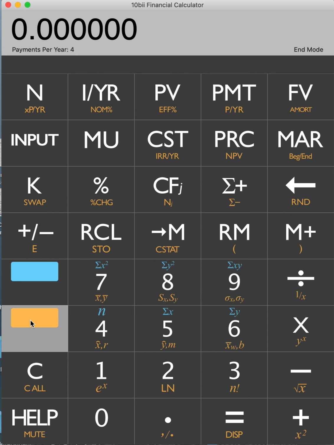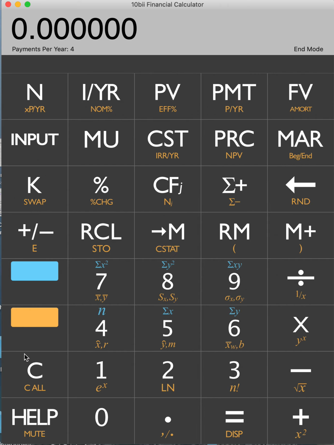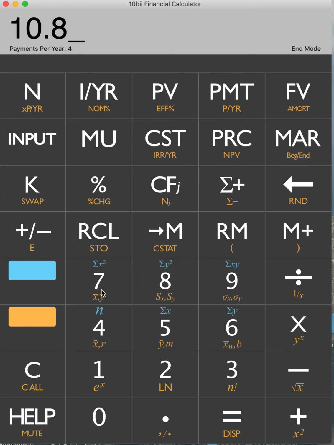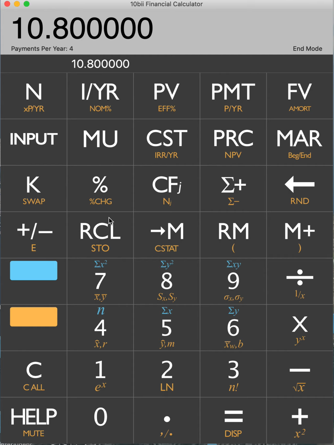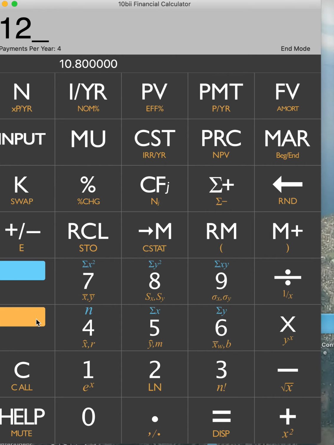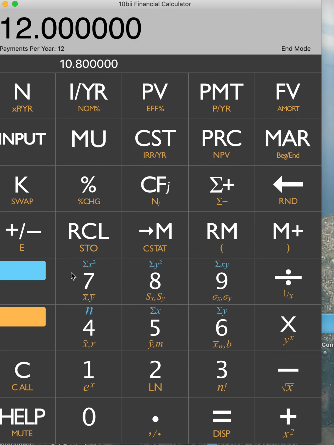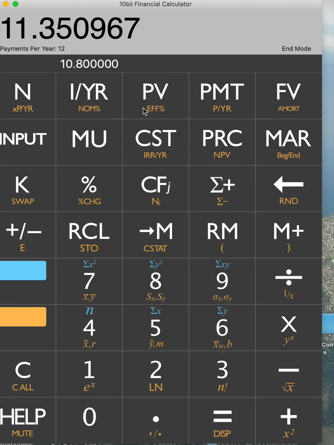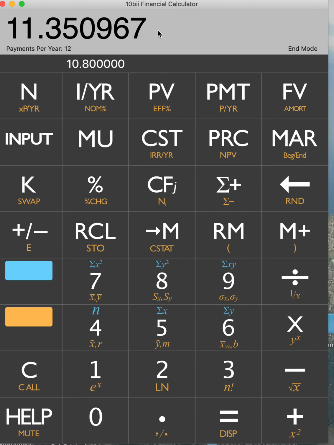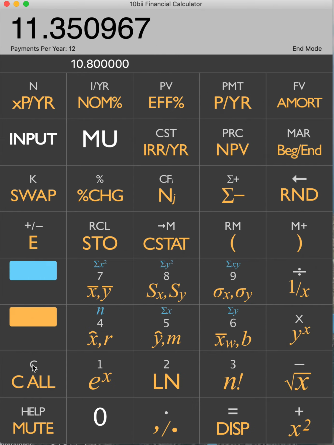So clear all. And 10.8 is the nominal rate. That's the thing we put into here. And it's 12 payments per year. That's what I put in there. And asked it for effective rate. And that gives me the first red answer there, 11.350967. Now we're cooking with gas.